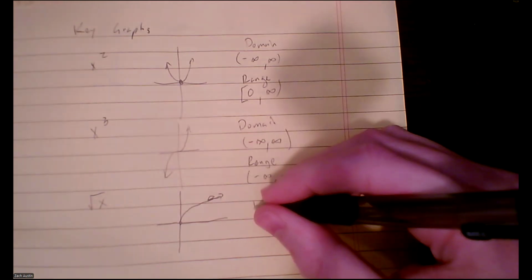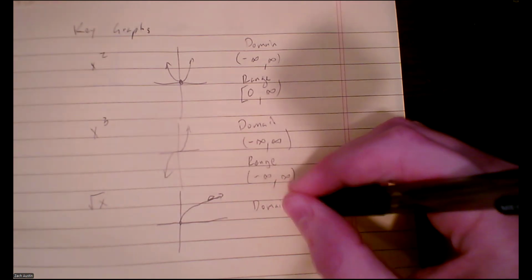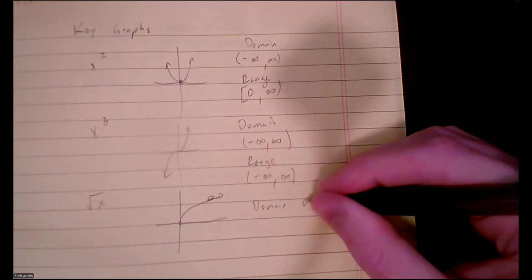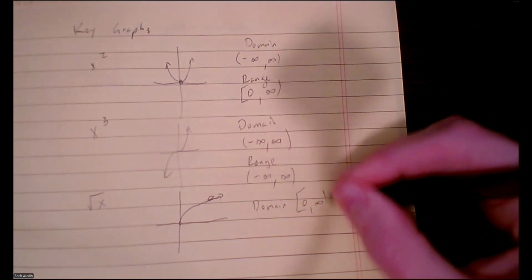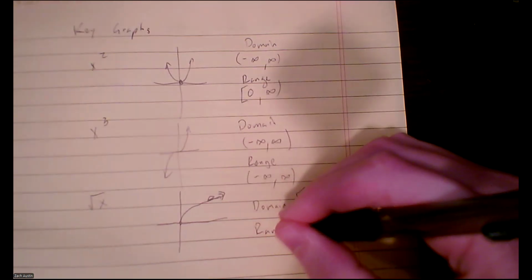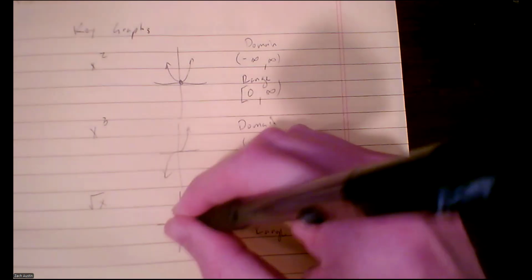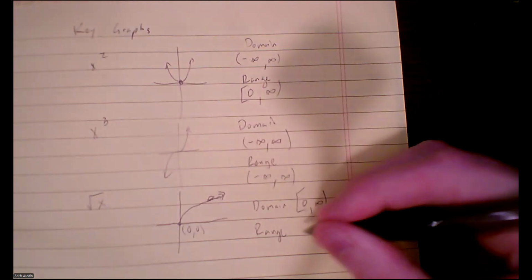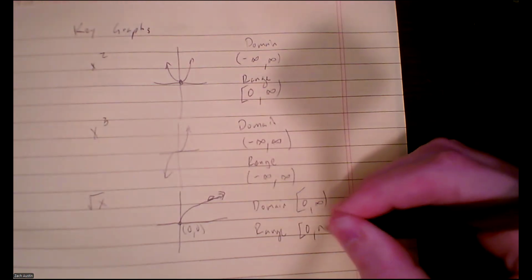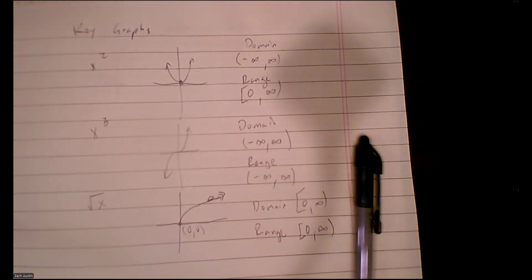And so our domain, again, we're thinking about x's from left to right, goes from 0 to infinity. Our range, we're thinking about y's going from bottom to top. So our range, again, starts at this point, 0, 0. So our x starts at 0, so does our y. And then we go up forever to positive infinity. Okay, so that's the square root of x function.